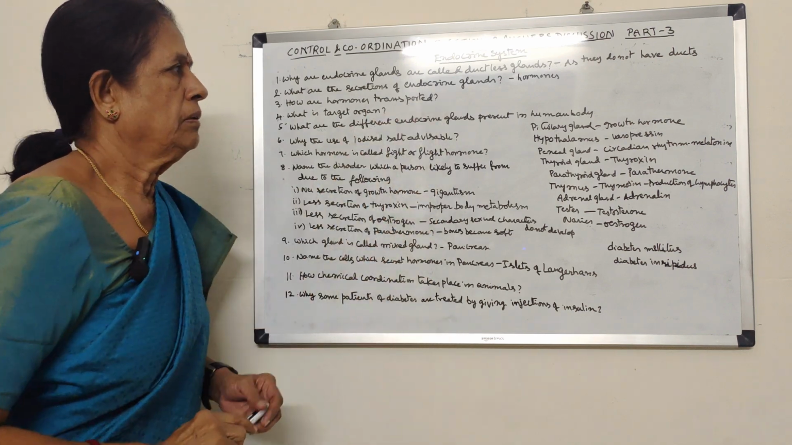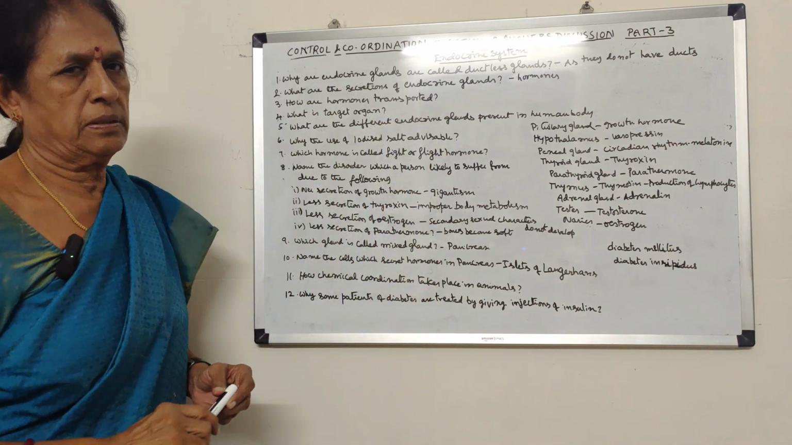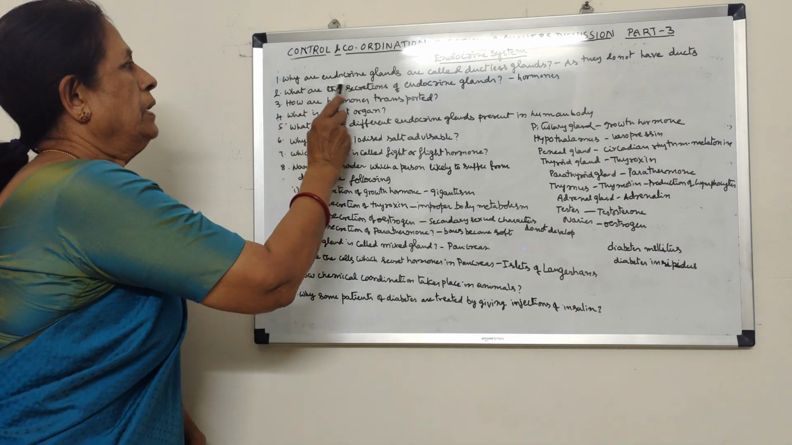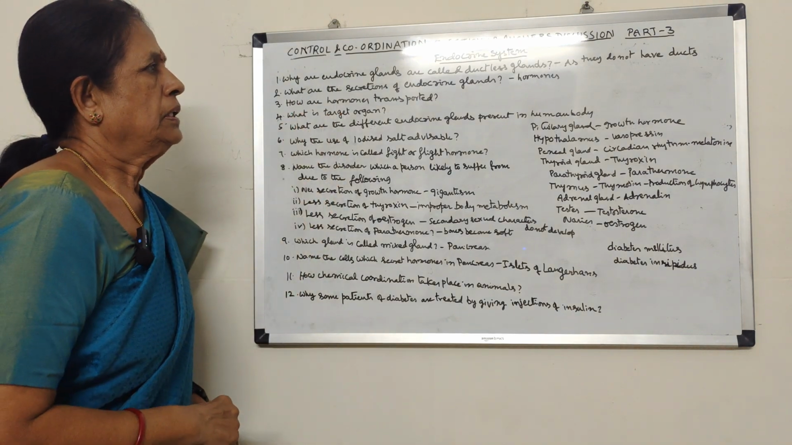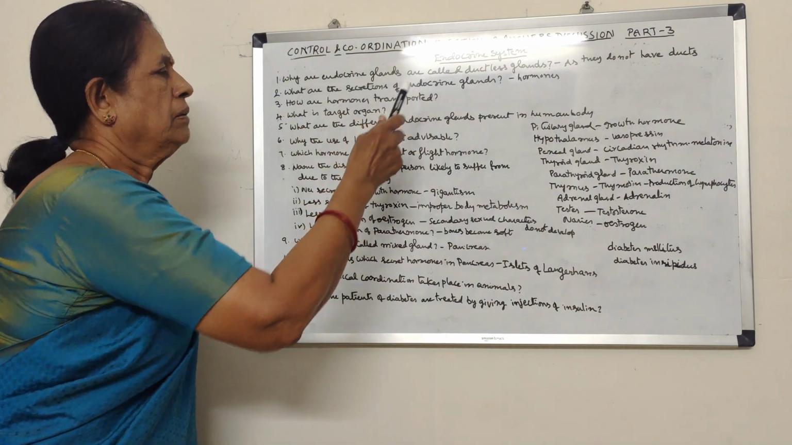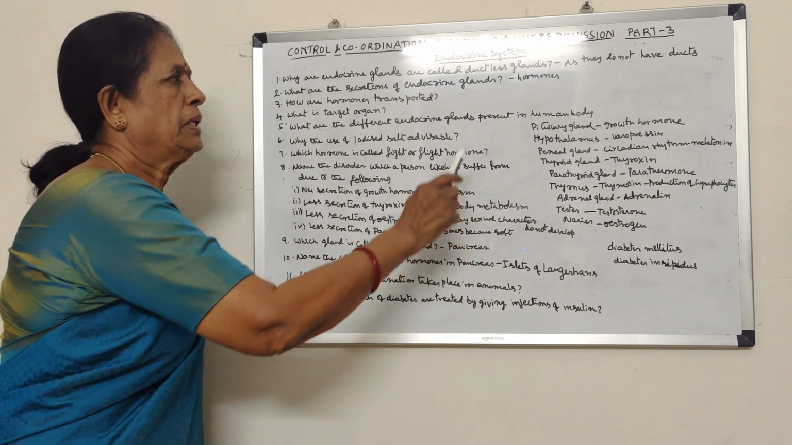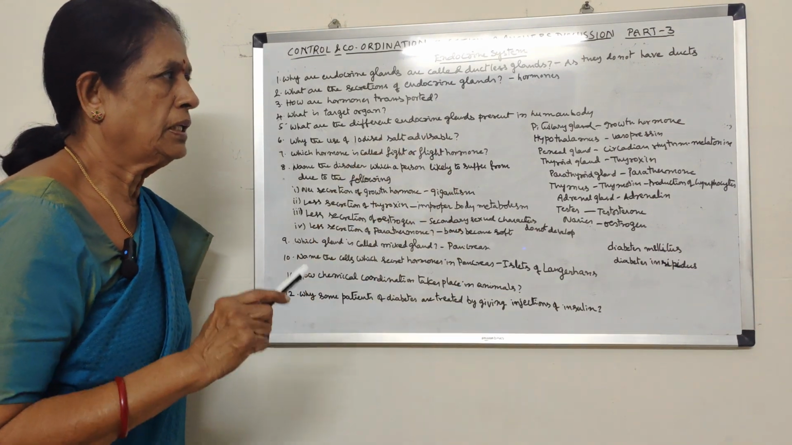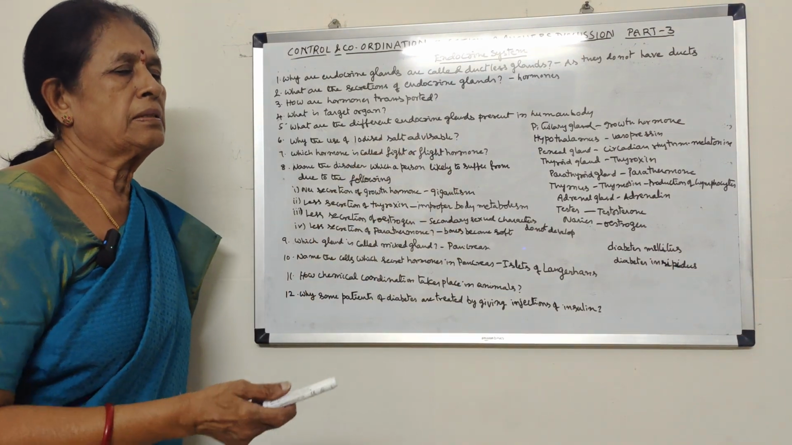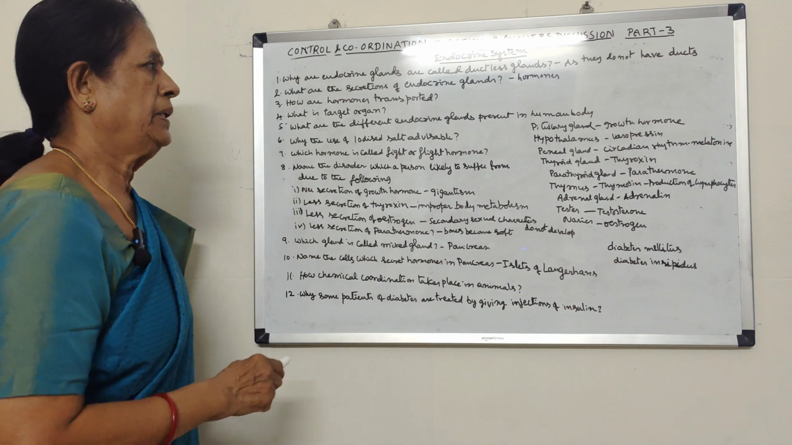First, the endocrine system. What is the endocrine system? Let us know. Why are endocrine glands called ductless glands? Endocrine glands are called ductless glands because they do not have any ducts. They release their secretions directly into the blood.